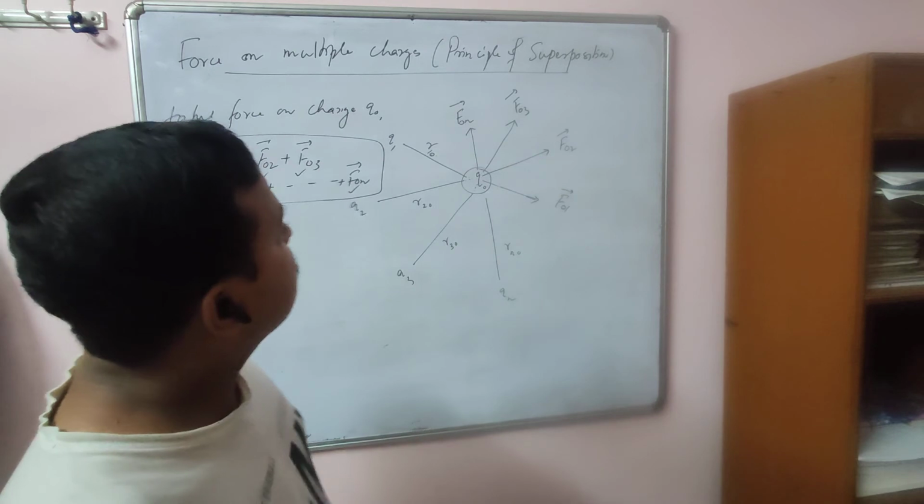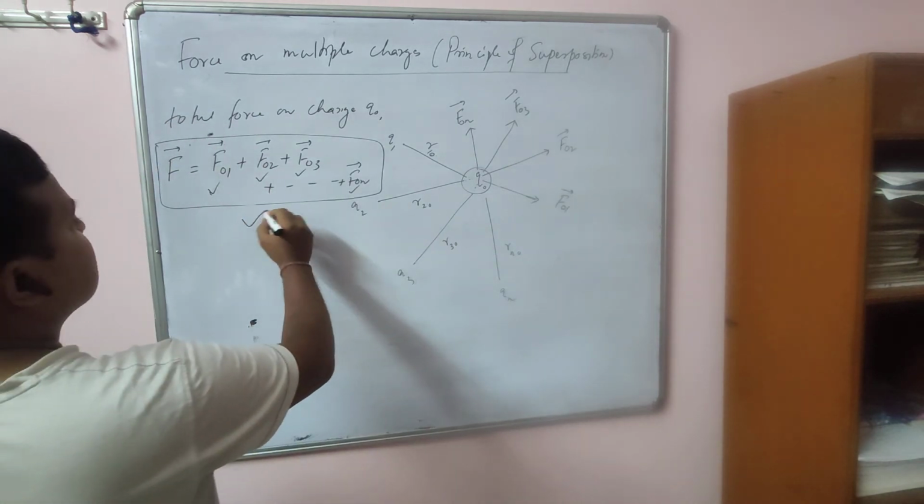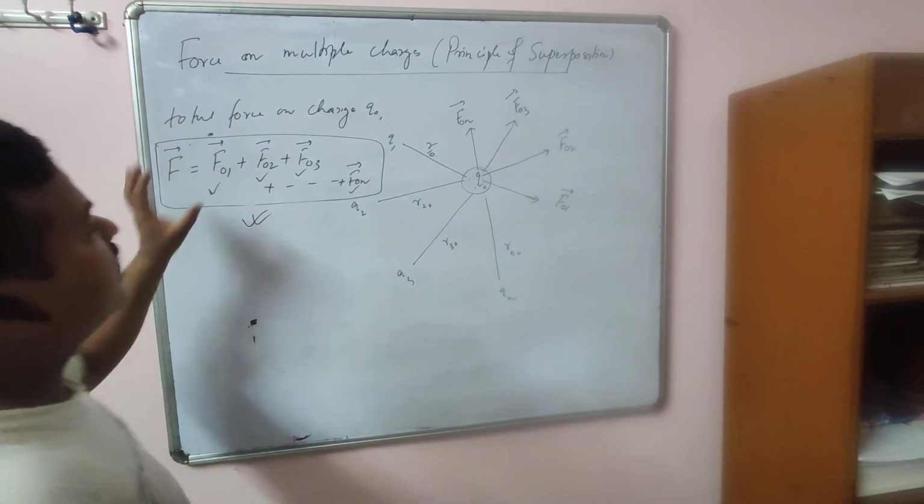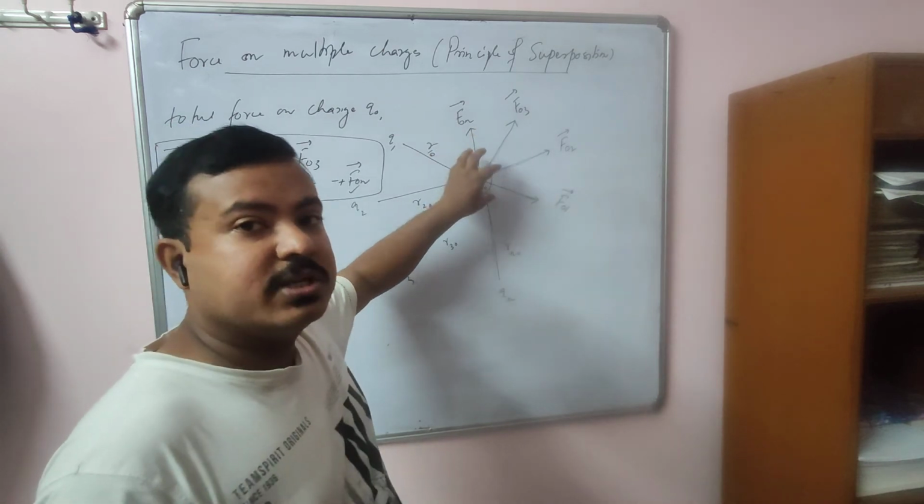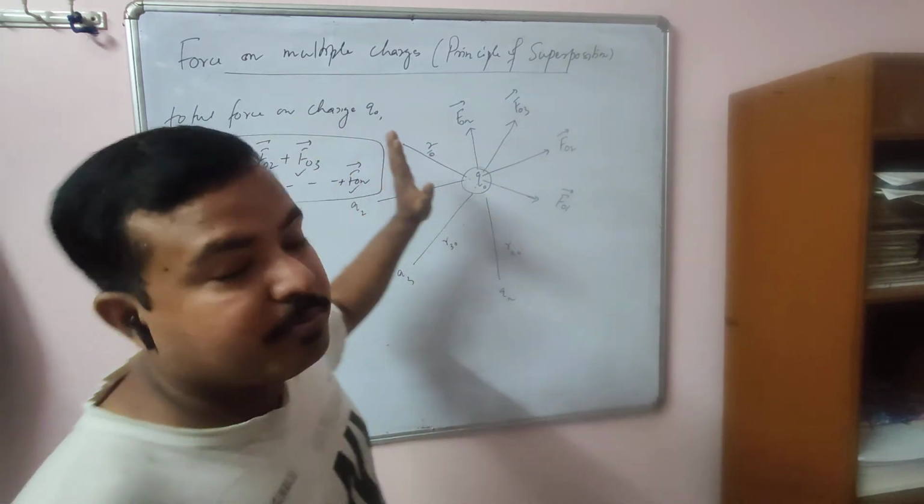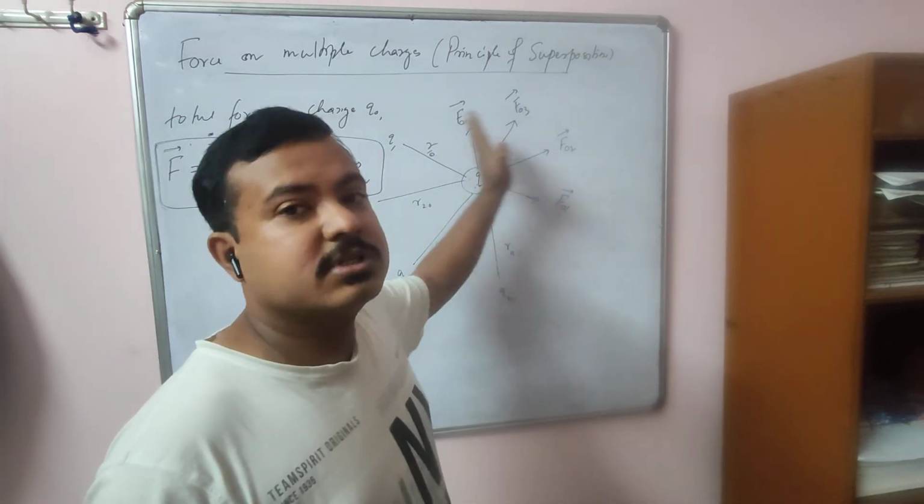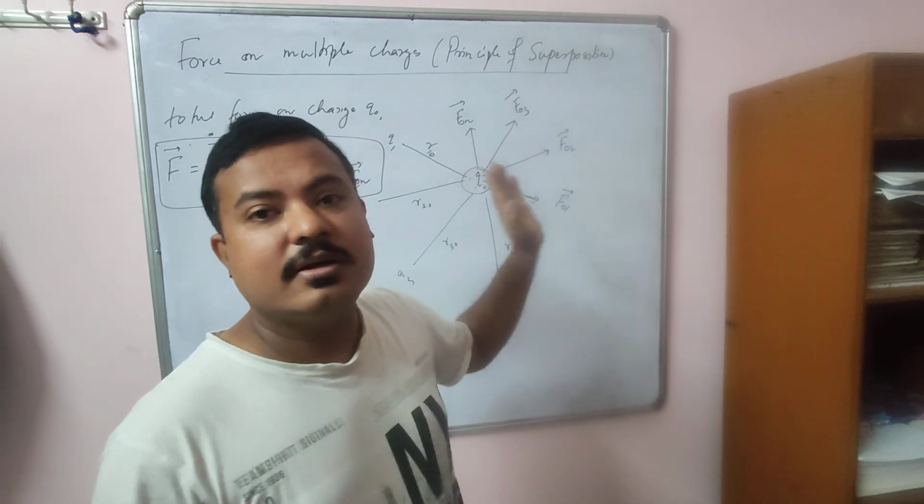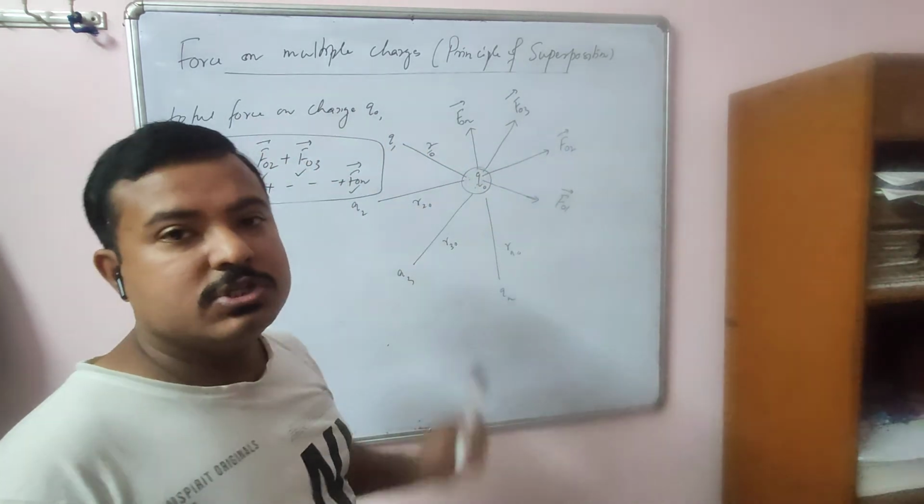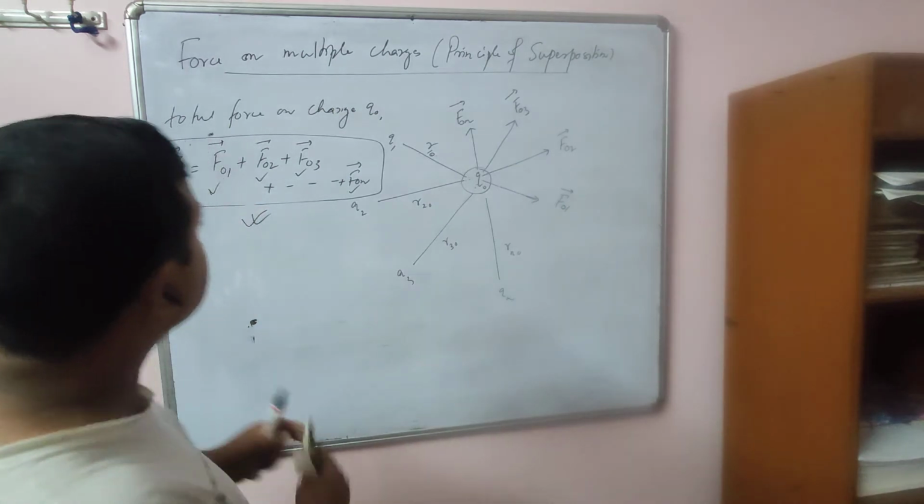We'll see in numericals. So basically, what is the superposition principle? The total force on a charge at rest is equal to what? The vector sum of all the forces due to all other charges at rest. So this is called the principle of superposition.